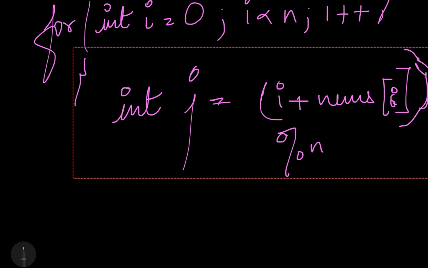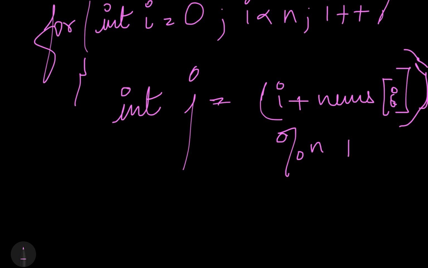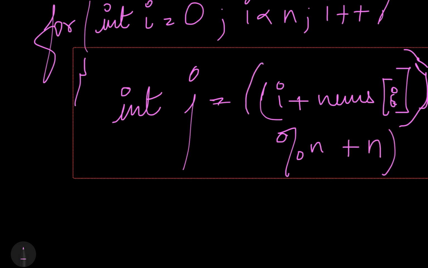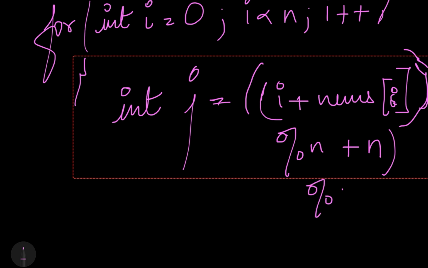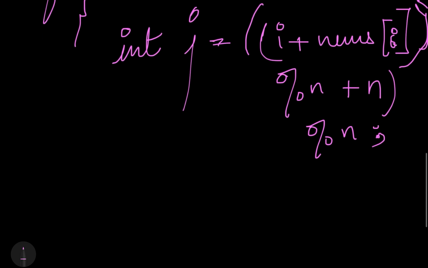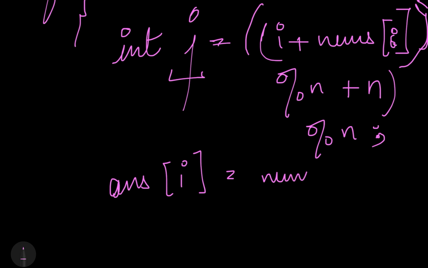Then after doing mod of n, because in C++ mod of n can give us a negative value also, we'll do plus n one more time, and again we'll do mod of n to make it circular. At last we'll have our answer in j, and simply our answer of i will contain our nums of j.